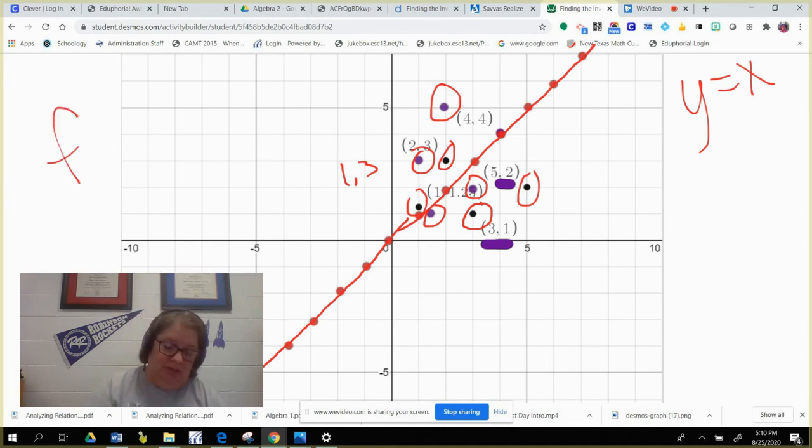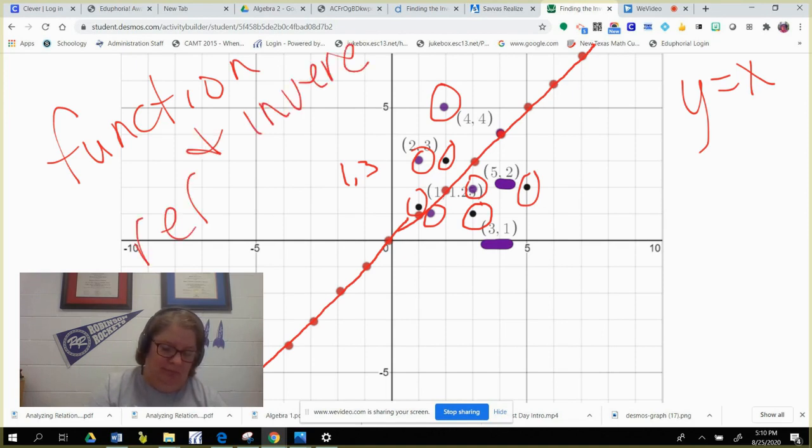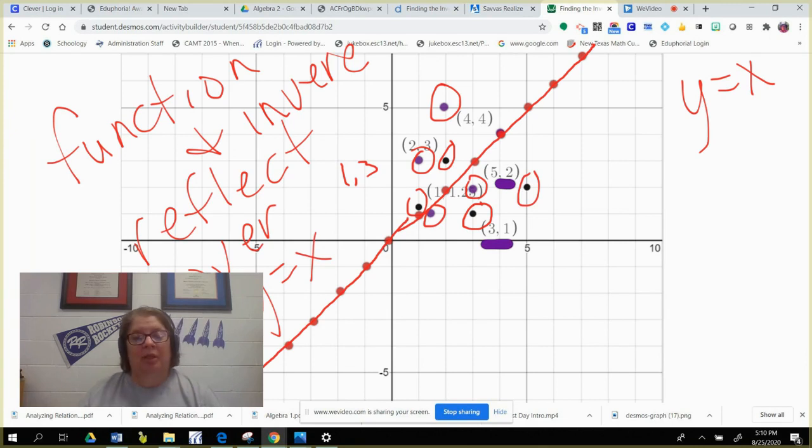When you graph a function and its inverse, they reflect across or over y equals x. Anytime you graph a function and its inverse, it reflects across y equals x. Now, how did we graph that? All we did was switch the x and the y. Every time you do that on a graph, if you graph the function and its inverse, y equals x is going to be the line of symmetry. It's going to go right down the middle.